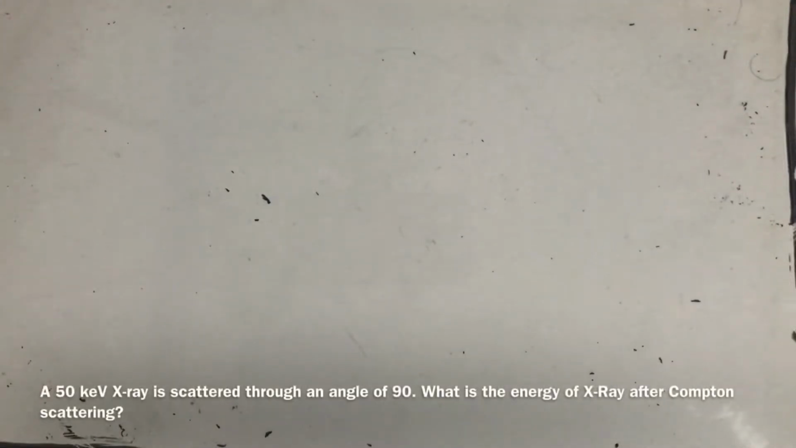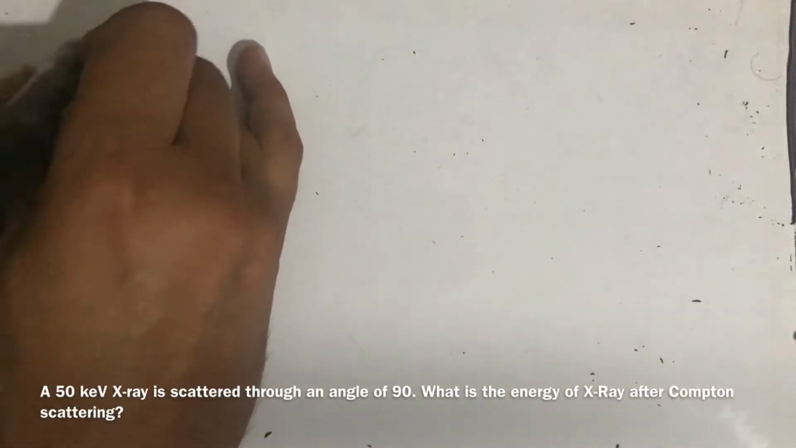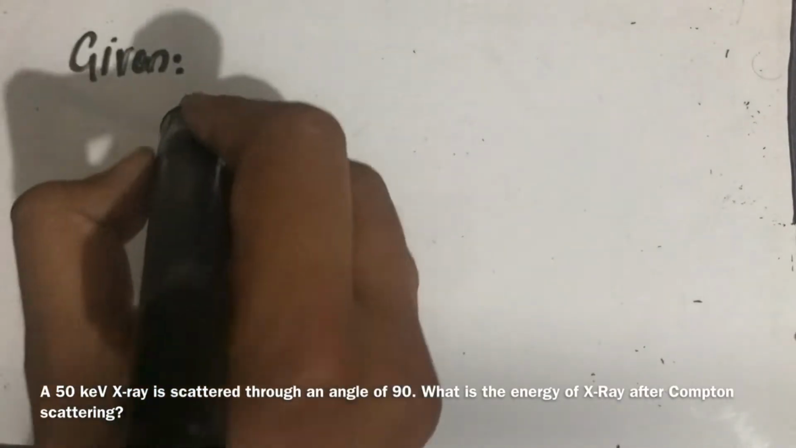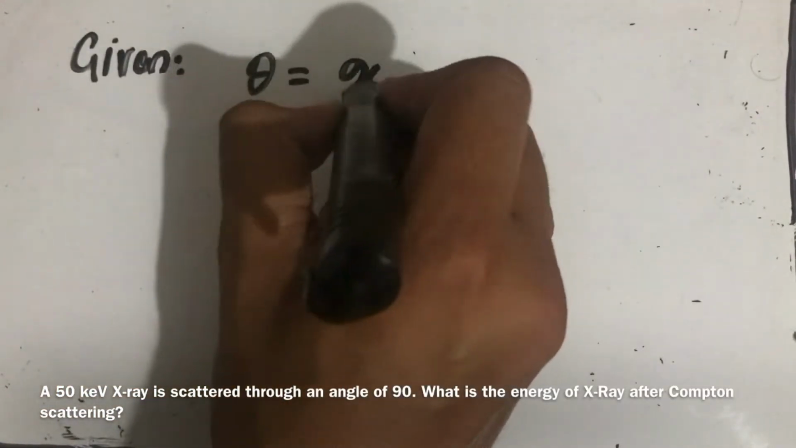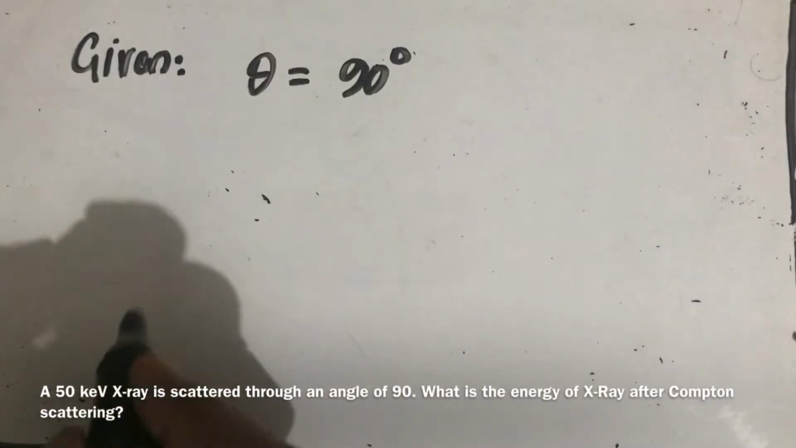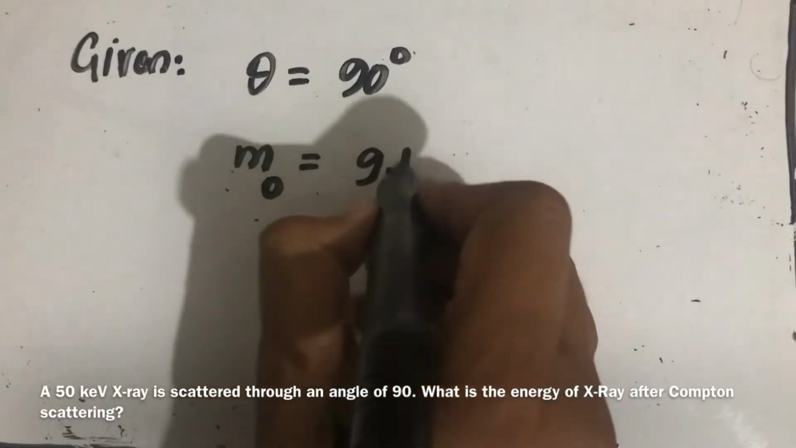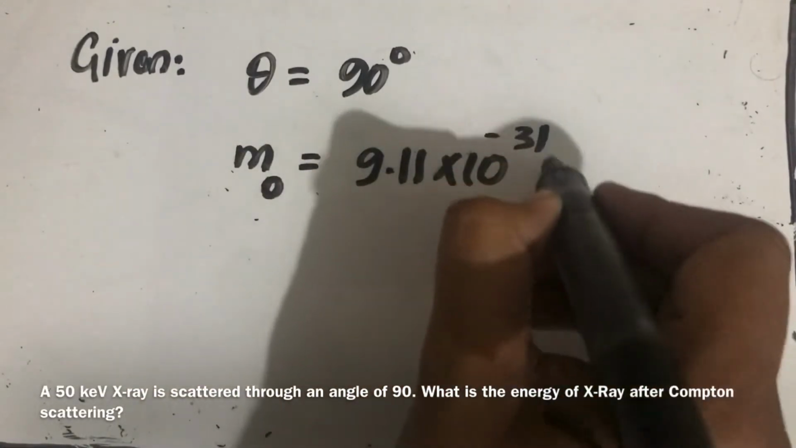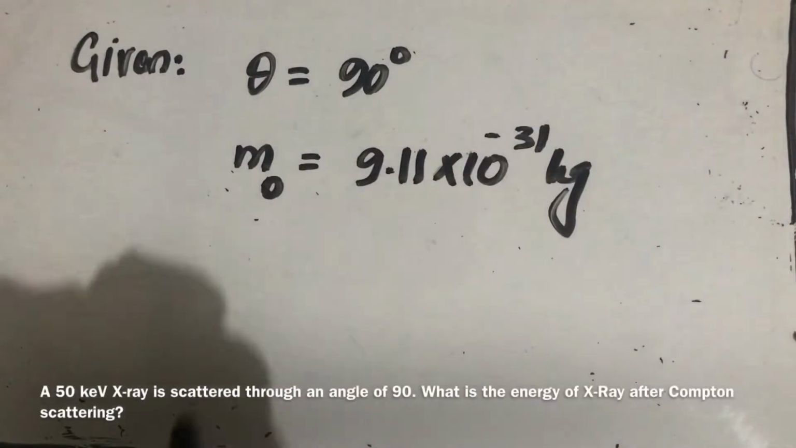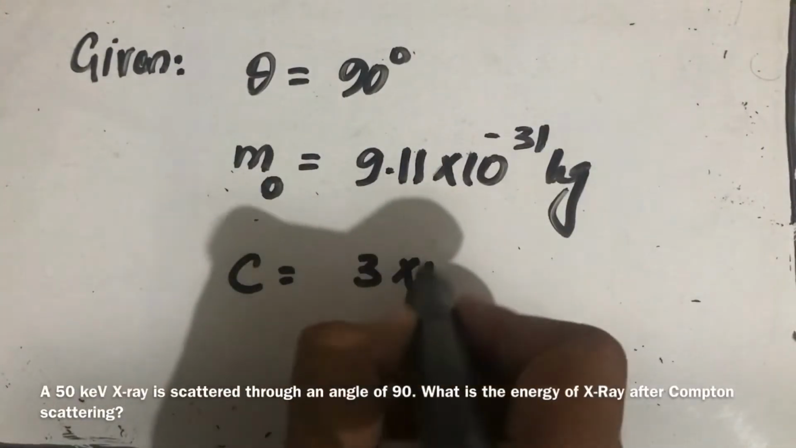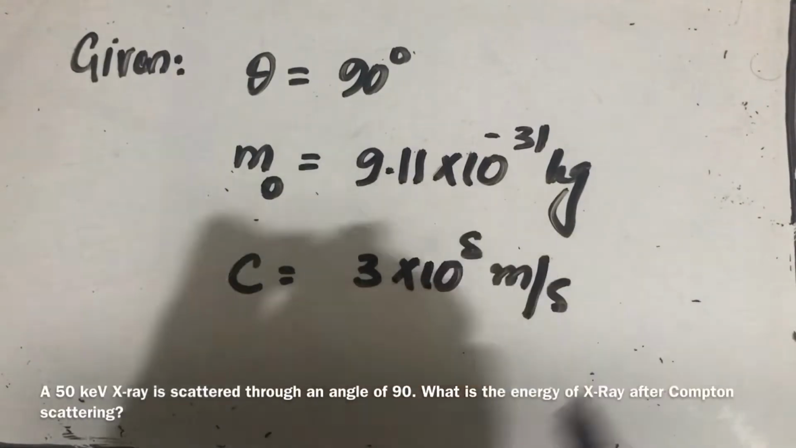A 50 kilo electron volt X-ray is scattered through an angle of 90 degrees. What is the energy of the X-ray after Compton scattering? So the given is the angle, which is equal to 90 degrees. The rest mass of electron m0 is 9.11 × 10^-31 kg. The speed of light is 3 × 10^8 meter per second.